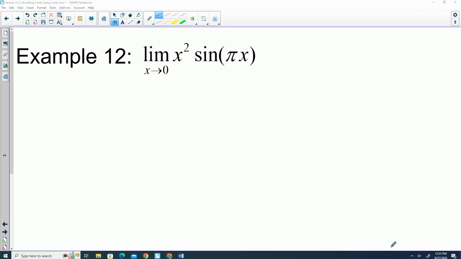Know how to evaluate the limit. We have no limit law. But it has to be something where we know a good starting point that is 100% true. So if you were looking at this, what do we know that is 100% true that could be helpful? The sine of pi x. It's in between -1 and 1.